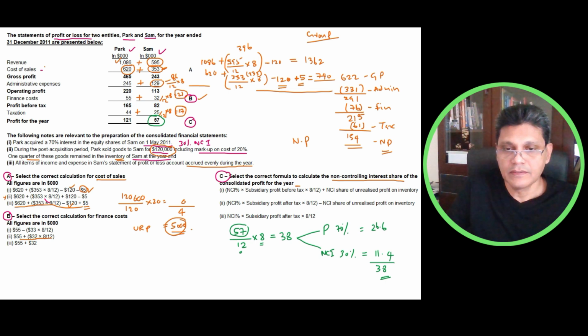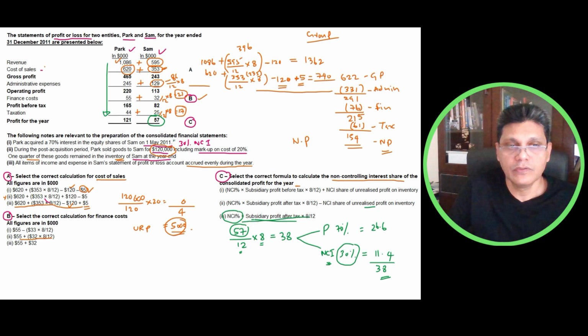Then the NCI percentage. NCI is 30%, but we don't deduct the NCI share of unrealized profit because, as I told you earlier, the profit is recognized by Park. So therefore that is the parent company profit. In the consolidation inventory we will deduct, but when you calculate the non-controlling interest, that unrealized profit is not adjusted in the subsidiary company's profit. We don't deduct that. So therefore the correct answer is the third one.